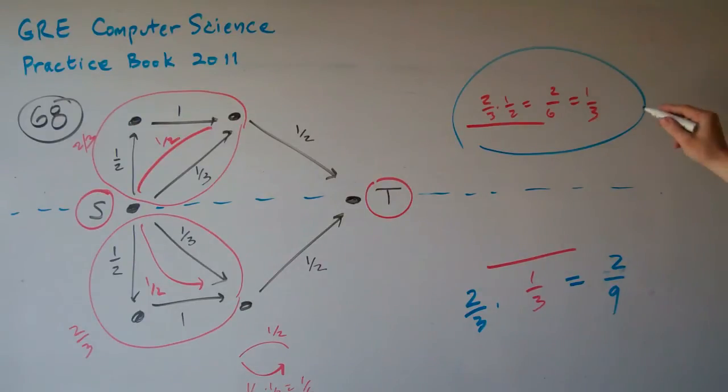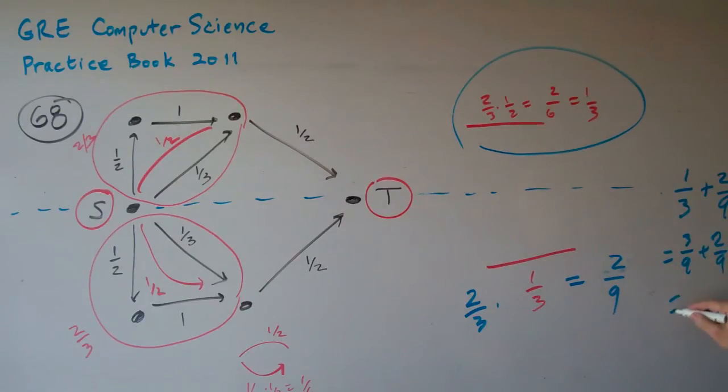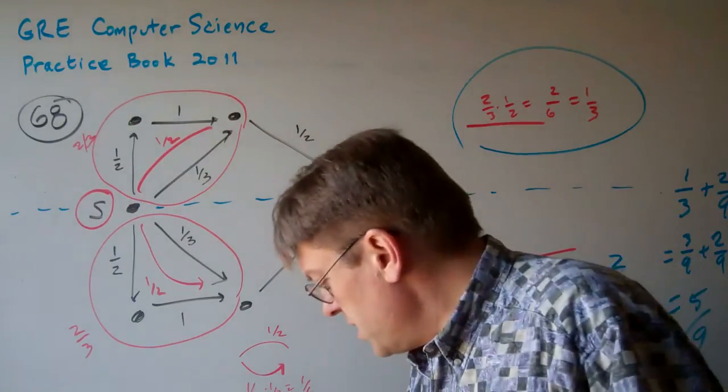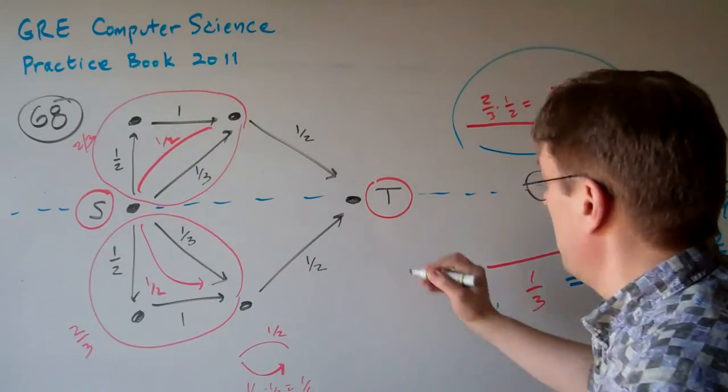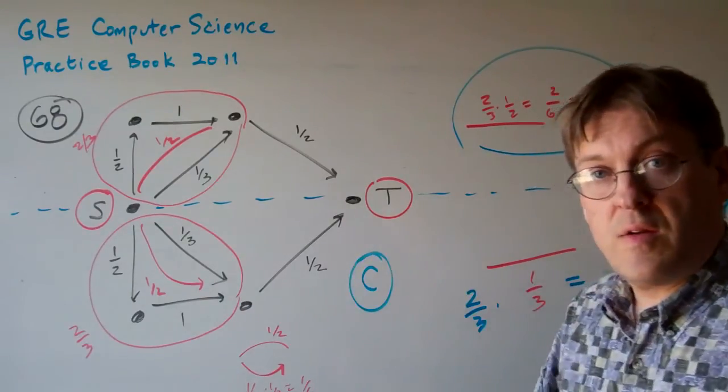So we basically have 1/3 plus 2/9, which equals 3/9 plus 2/9, which equals 5/9. So the answer is 5/9, and that is C. The answer is C, 5/9.